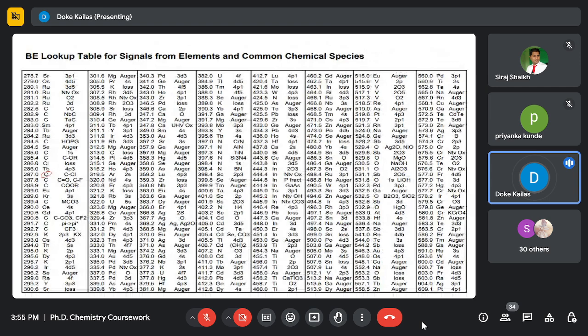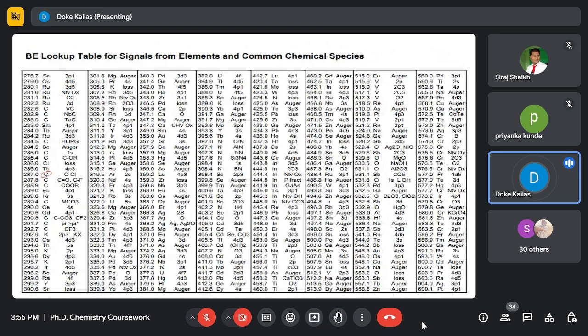Then sodium 1s, which is a core shell electron having very high binding energy. Then chlorine 2s and chlorine 2p, which have binding energy greater than sodium, because as atomic size increases, binding energy increases. This 2p and this 2p have different binding energies because one is sodium and the other is chlorine.